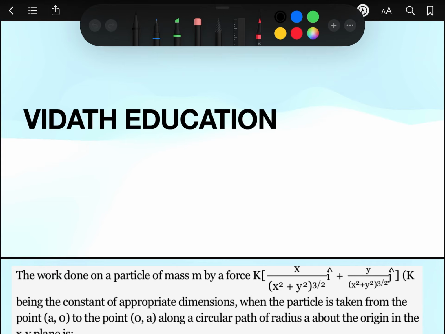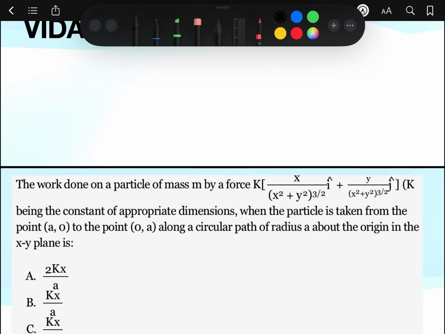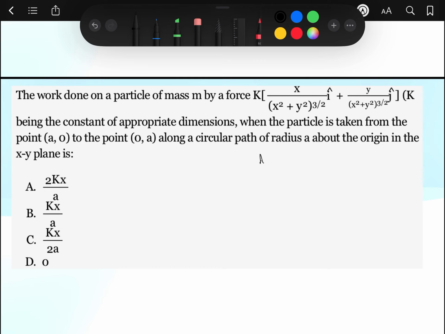So hello guys, this is another question from IIT JEE PYQ. The question is from the Advanced 2013, and it is based on the concept of work, power, energy.